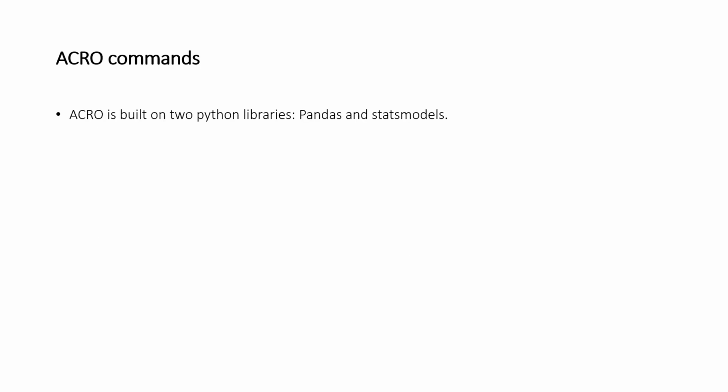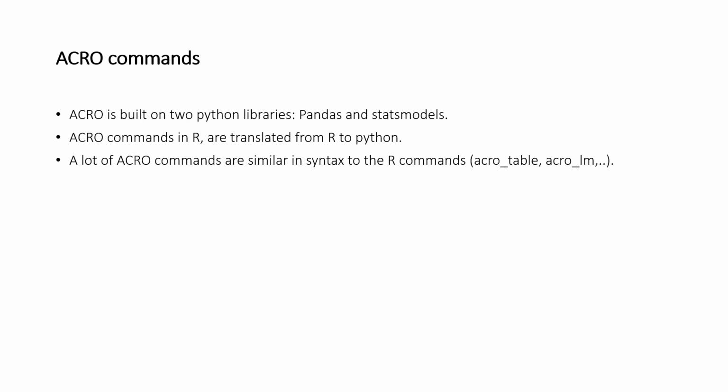ACRO was originally built on two famous Python libraries, pandas and statsmodels. The R version of the ACRO package is making the translation from the R commands to the Python commands. It's not something you need to worry about because it's done automatically for you in the background. A lot of ACRO commands are similar to the R commands, except that you need to add the word ACRO and then an underscore to the beginning of the command.